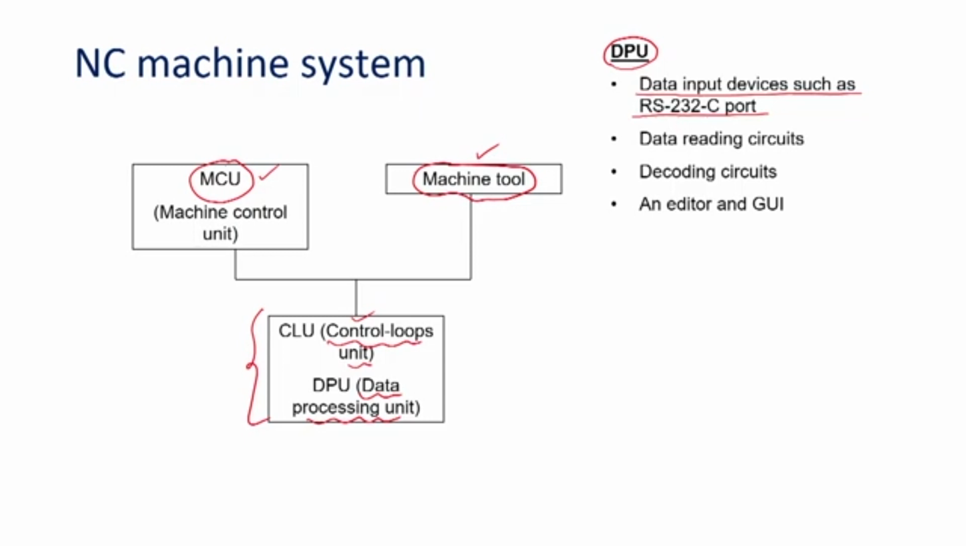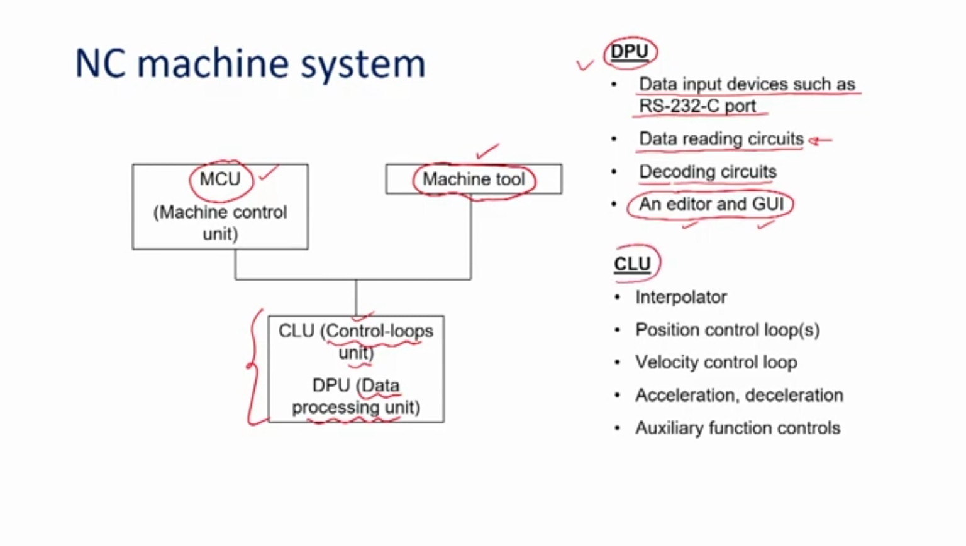The next is the control loop unit, and the control loop unit has the circuitry or the logic related to the interpolation. So, it has an interpolator. We will see what the meaning of interpolator is in our coming slides. The CLU is generating position control loops, velocity control loops, and it is also controlling the acceleration or deceleration of the various physical elements of the CNC part.